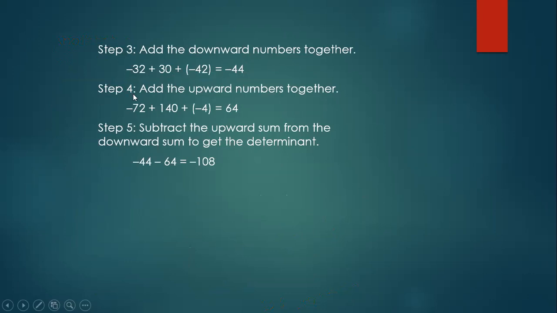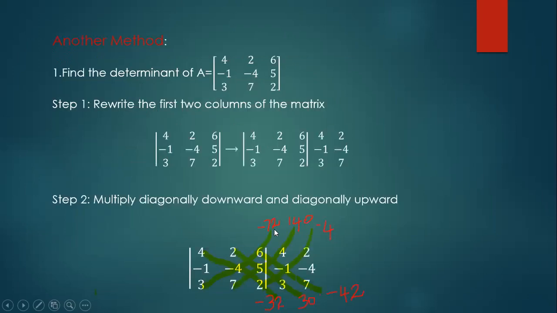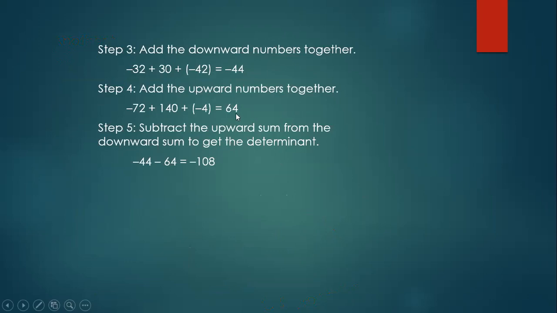Then step 4, add the upward numbers together. Upward number means minus 72 plus 140 plus minus 4. This is 64. Step 5, subtract the upward sum from the downward sum to get the determinant. From the downward, we subtract upward. Therefore, minus 44 minus 64 equal to minus 108.